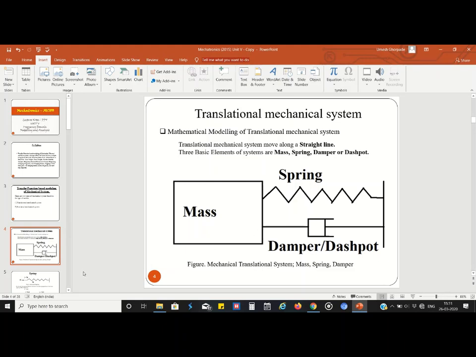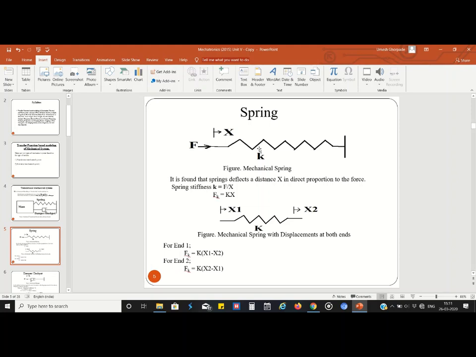In depth, we discuss each component. The first component is the spring. K is the stiffness of the spring, x is the displacement of the spring, and F is the force applied on the spring. We know the spring deflection, distance x, is proportional to the force. So spring stiffness is the force per unit displacement or deflection. So the force generated in the spring, Fk, is equal to k into x.